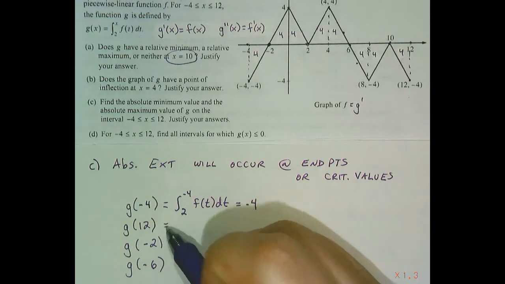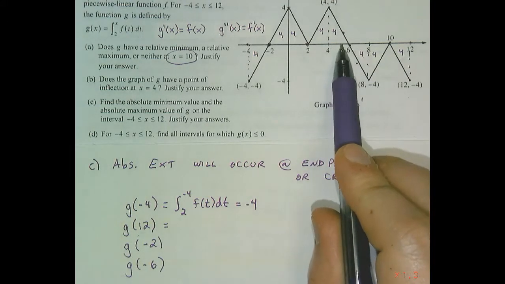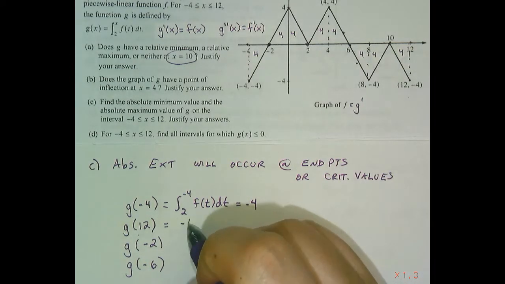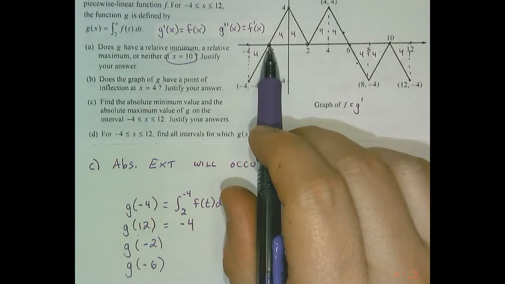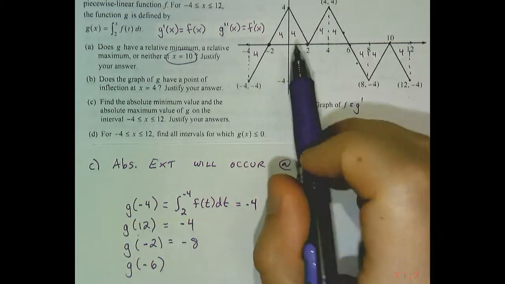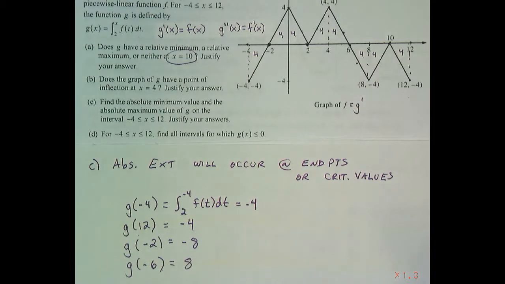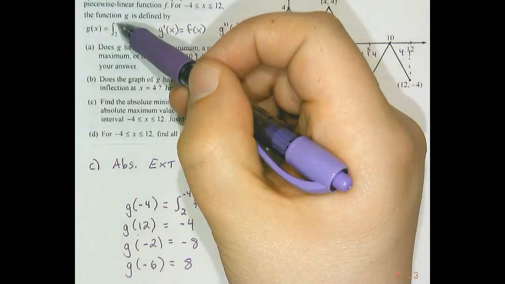If we do the same thing for g of 12, we gain 8, we lose 8, and then we lose another 4. So g of 12 is also -4. Testing the critical value at -2, we lose 8 units. So this is -8. And then at 6, starting at 2, we gain 8 units. Okay? And this is relative to whatever our initial condition was. Actually, it looks like this starts at 2, so these account for that.